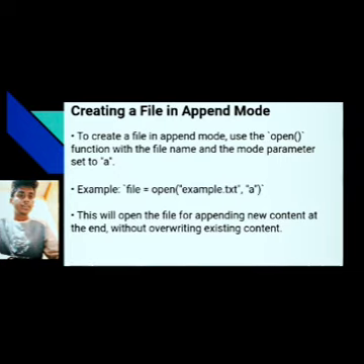Creating a file in append mode. To open a file in append mode, use the open function with the file name and the mode parameter set to A. Example: file = open("example.txt", "a"). This will open the file for appending new content at the end without overwriting existing content.